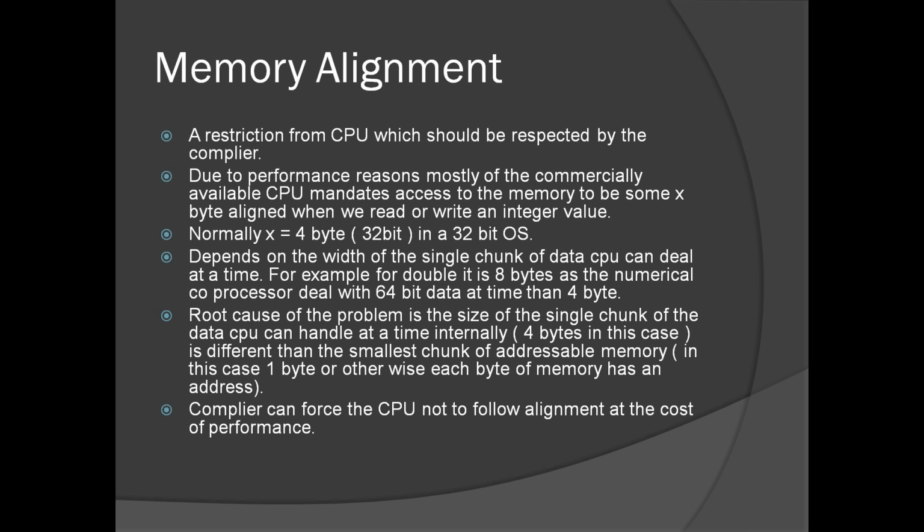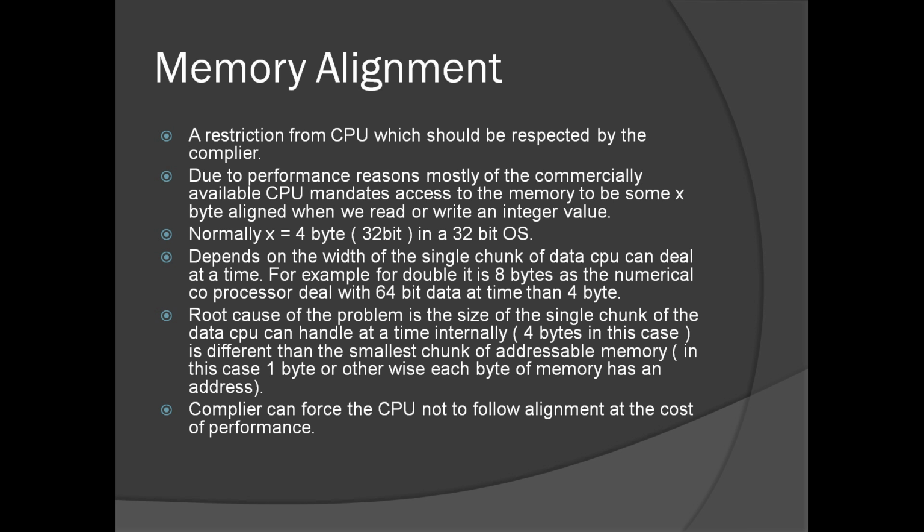Normally X is 4 bytes in a 32-bit operating system. It depends on the width of the single chunk of data the CPU can deal with at a time. For example, in the case of double, it is 8 bytes. The alignment restriction is 8 bytes. So a double's address should be 8 byte aligned, because the coprocessor deals with 64-bit data, not 32-bit data, at a time. The root cause of the alignment issue is the size of the single chunk of data the CPU can handle at a time internally.